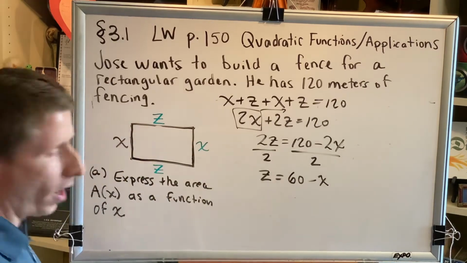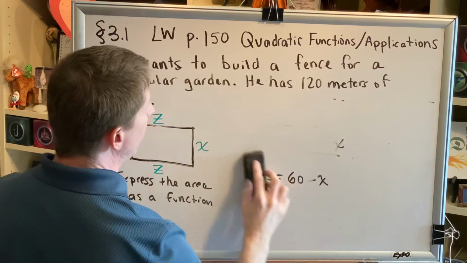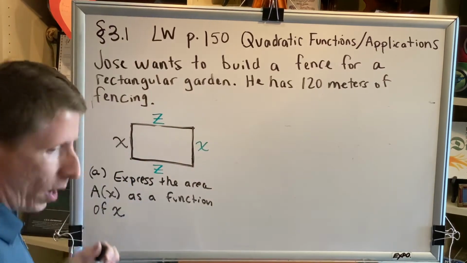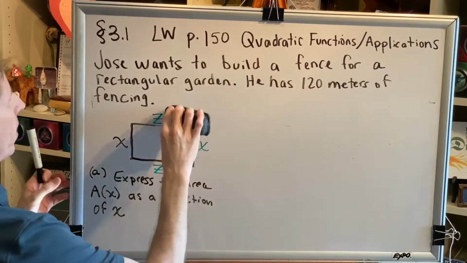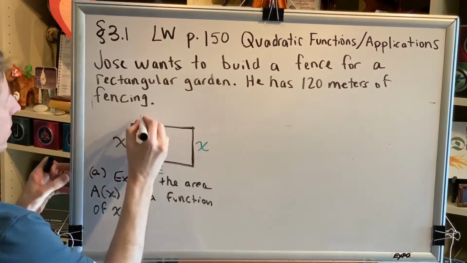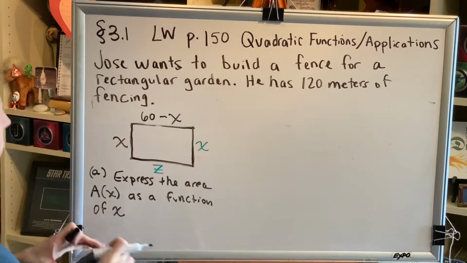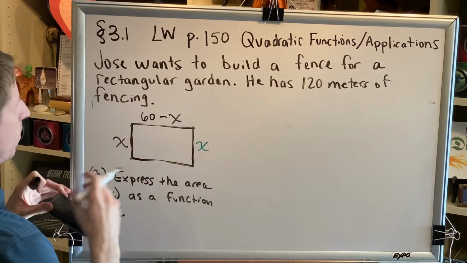But what we can do now is draw our diagram again and show that instead of the letter z, we can now write what it was equal to, which was 60 minus x. So in place of z, now I can write 60 minus x. And in place of this z, similarly, I can write 60 minus x.